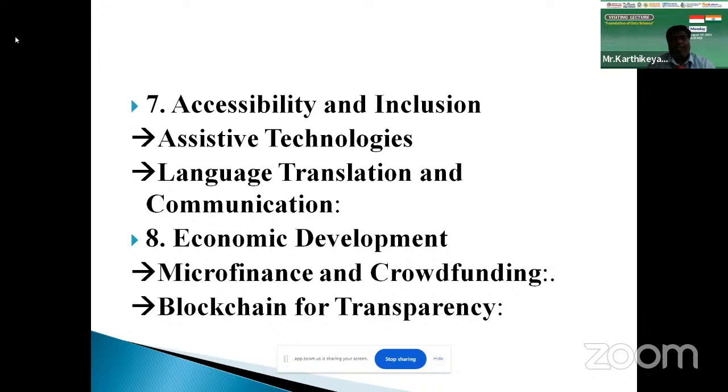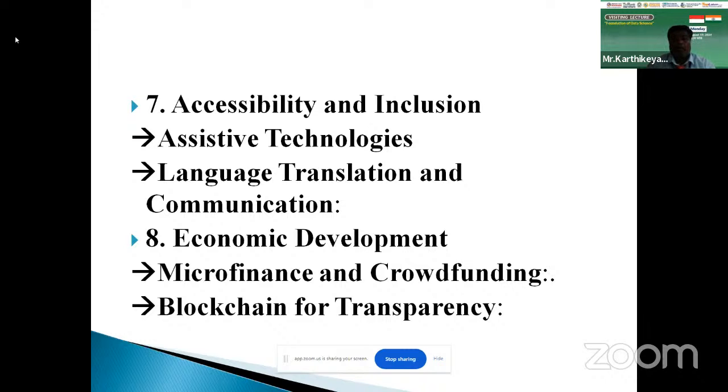And next one, language translation and communication for accessibility and inclusion. Distributed systems power language translation services that help bridge communication gaps. Tools like Google Translate use distributed computing to provide real-time translation and support many languages.